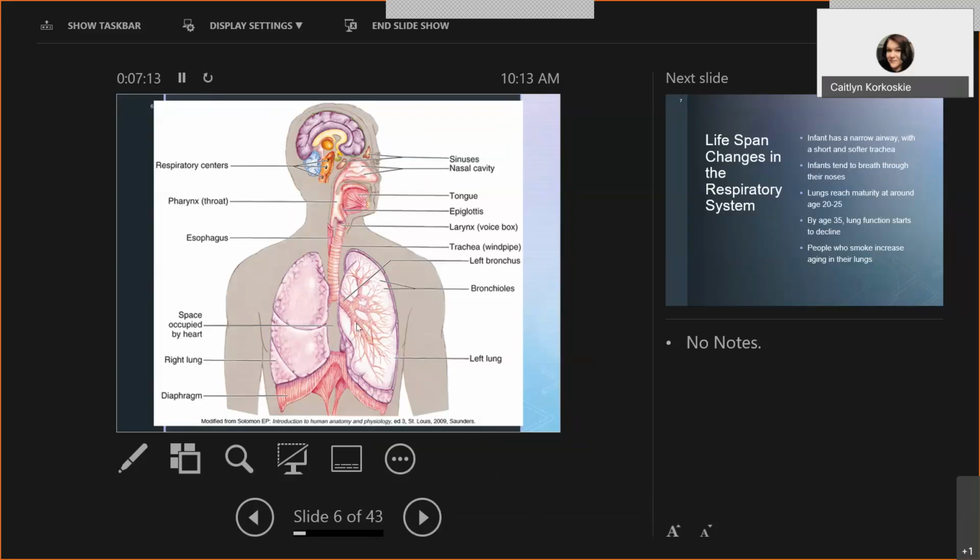But right in here is the space that's occupied by the heart. So that's why on the left side, you have a little bit more of an opening here. So it can give space for the heart.